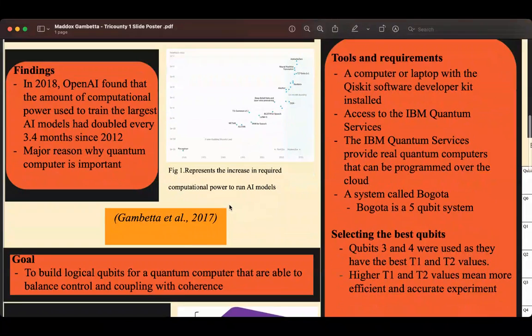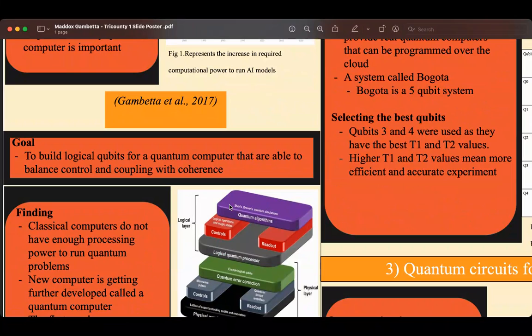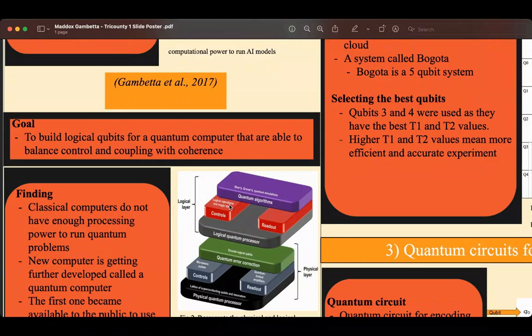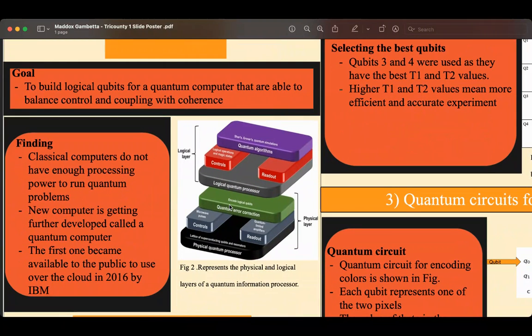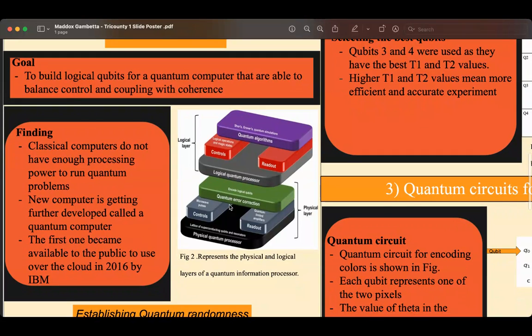The goal of my second article was to build logical qubits for quantum computers that are able to balance control and coupling with coherence. They found that classic computers do not have enough processing power to run quantum problems, but a new computer is getting further developed called a quantum computer. The first one became available to the public to use over the cloud in 2016, and it was created by IBM. The figure on the right represents the physical and logical layers of a quantum information processor, or a qubit, which is the basic unit of computation in a quantum computer.